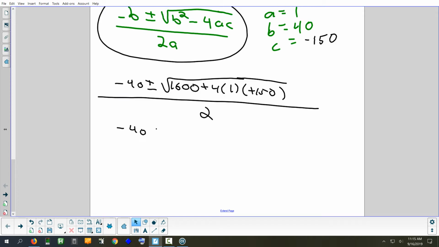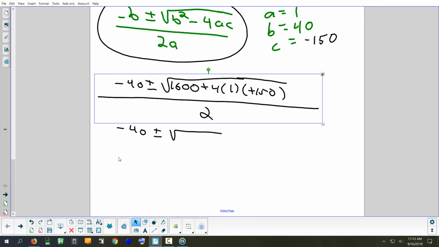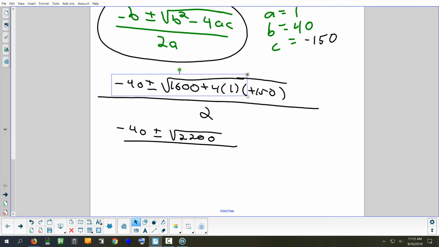So negative 40. 4 times 1 gives me 4, and 4 times 150. And 600 plus 1600 is 2,200. Okay, so 2,200 divided by 2. Now at this point, we have to just type it in and see what we get. Okay, so x is approximately, let's type it in.